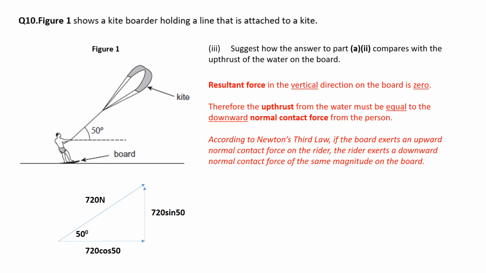tells us that if the board exerts an upward normal contact force on the rider, which is what we had in the previous question, the rider must exert a downward normal contact force of the same magnitude on the board, but the board isn't accelerating downwards, so the upthrust must be equal to that value.